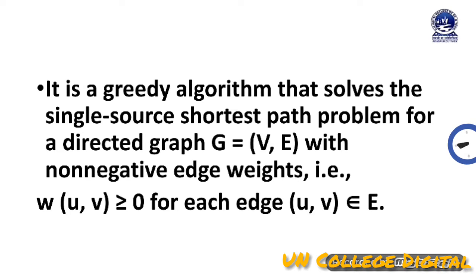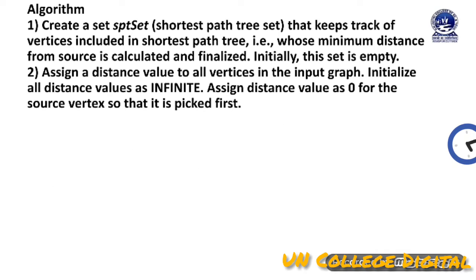Now I am going to discuss the algorithm. In the algorithm, the first step is to create a set, the shortest path tree set, which I have represented as SPT set. You may use any name, no problem. It keeps track of the vertices included in the shortest path tree. Actually, this is our output. Here, the minimum distance from the source is calculated and finalized, and then placed in this tree set. Initially this set is empty. This is the first step.